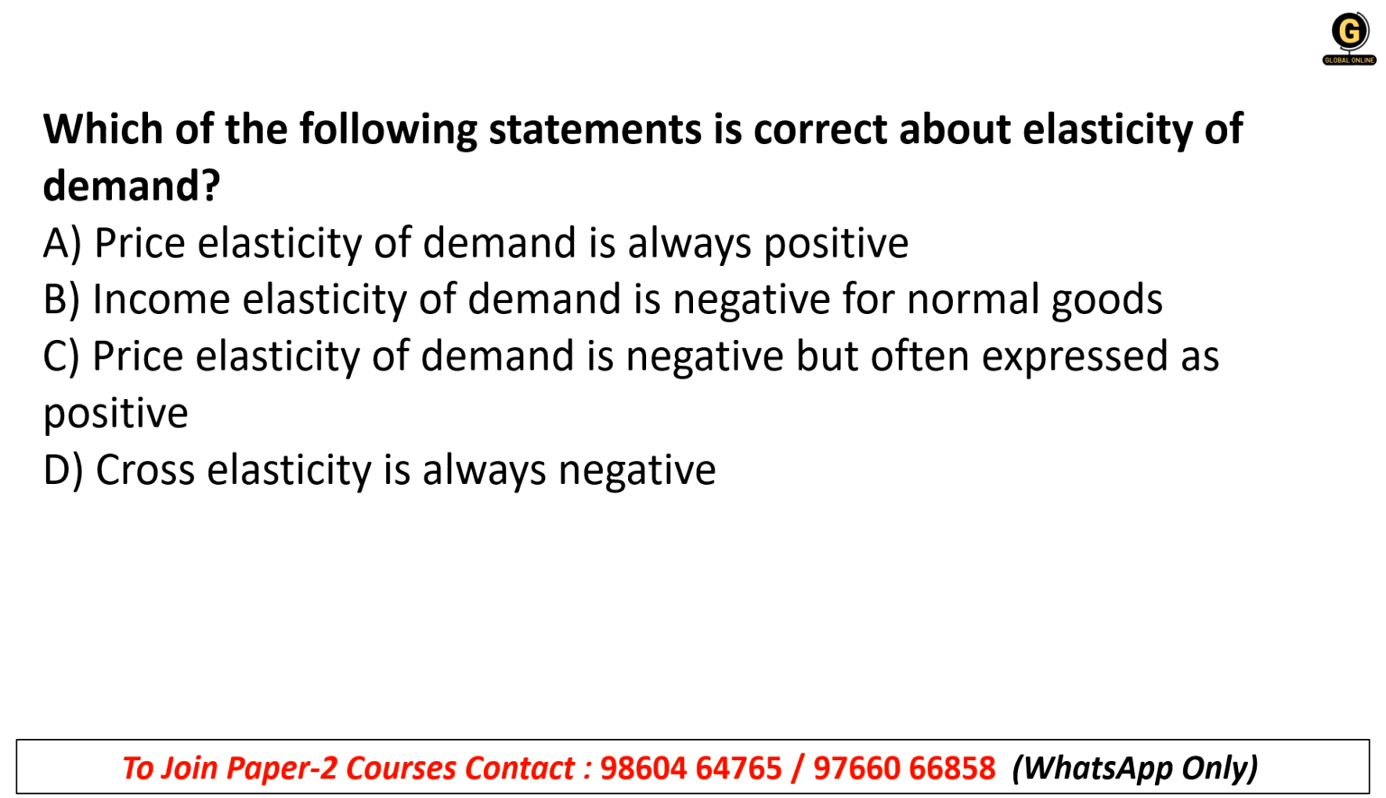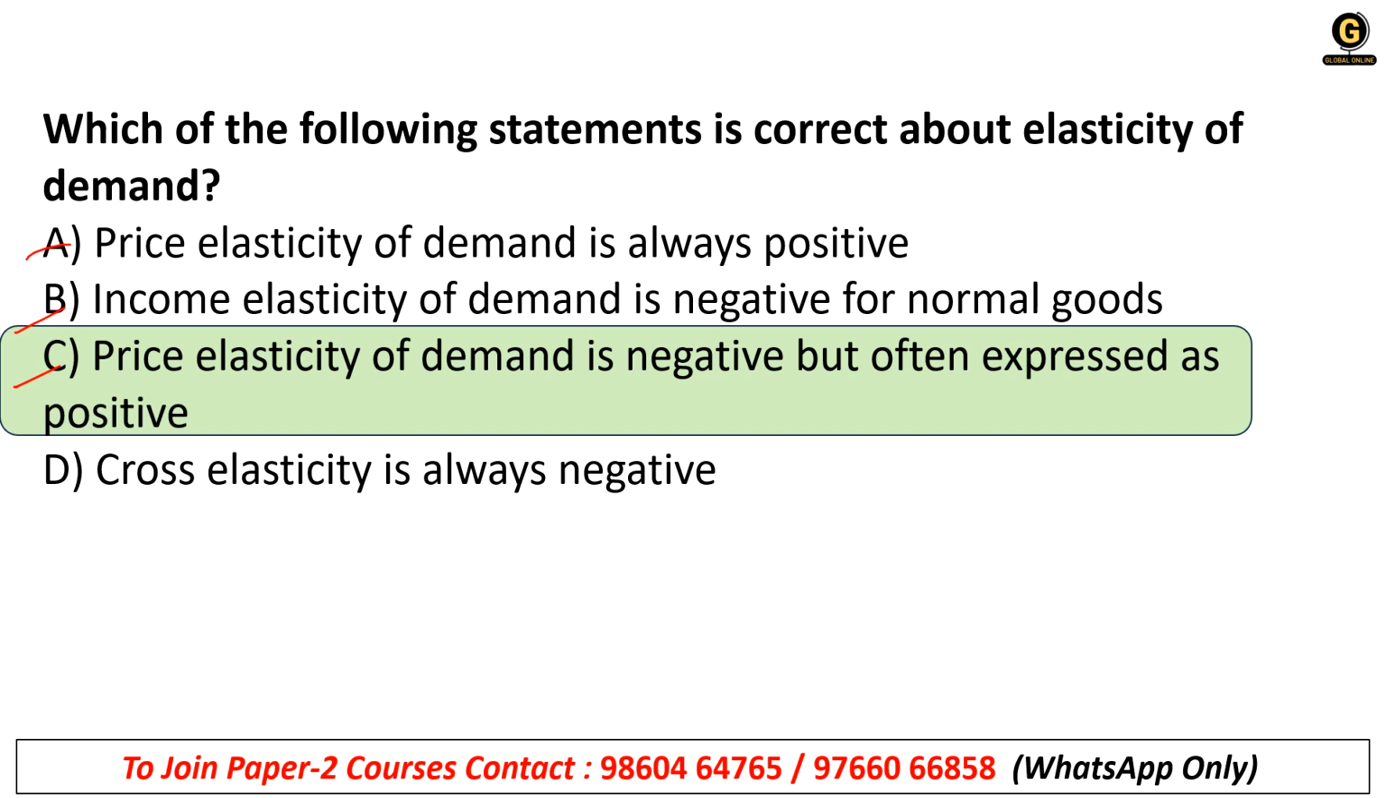Next, which of the following statements is correct about elasticity of demand? Okay, A, price elasticity of demand is always positive. B, income elasticity of demand is negative for normal goods. Or C, price elasticity of demand is negative but often expressed as a positive. Or D, cross elasticity is always negative. So the right answer is option C.